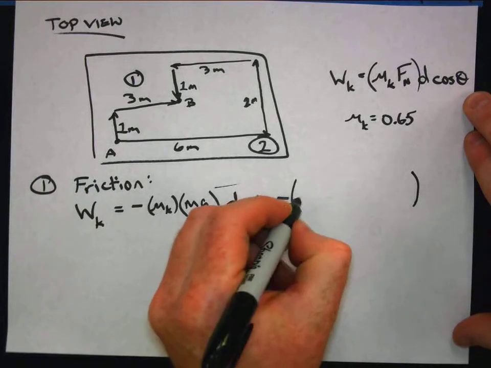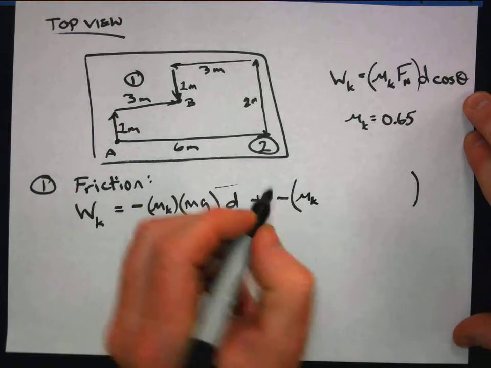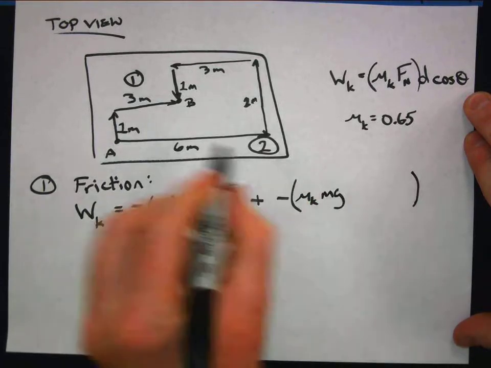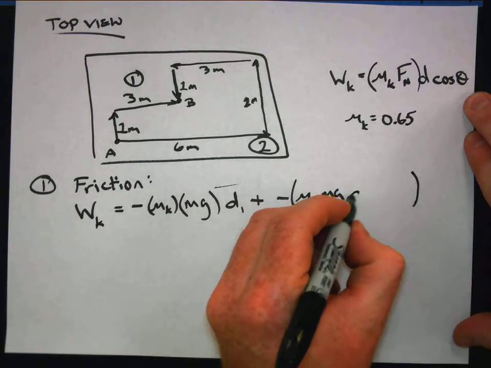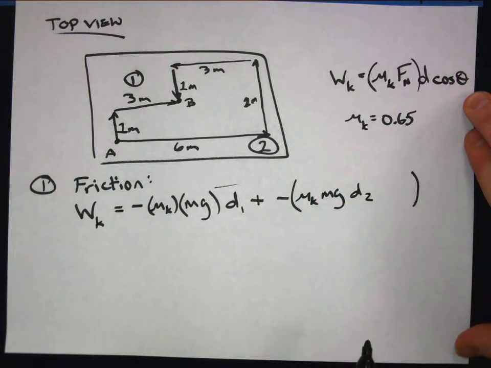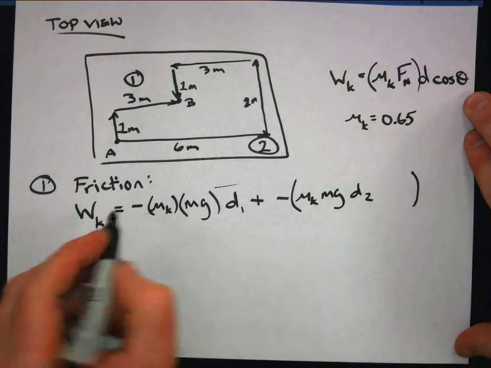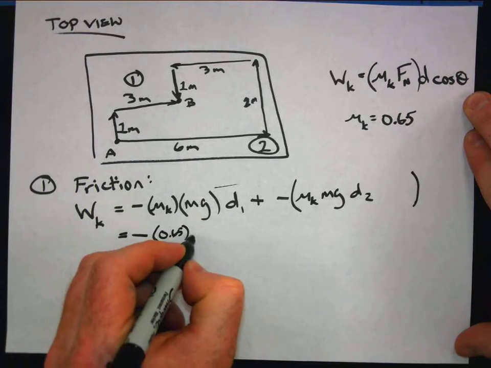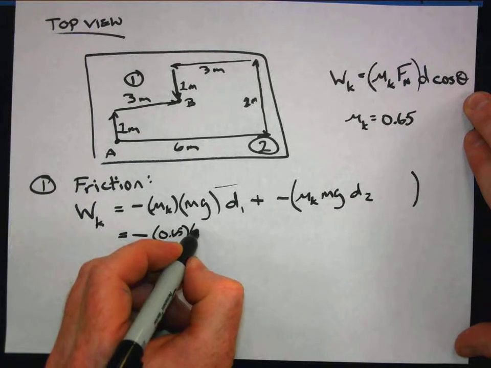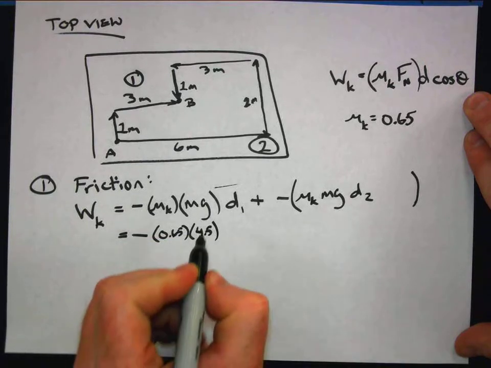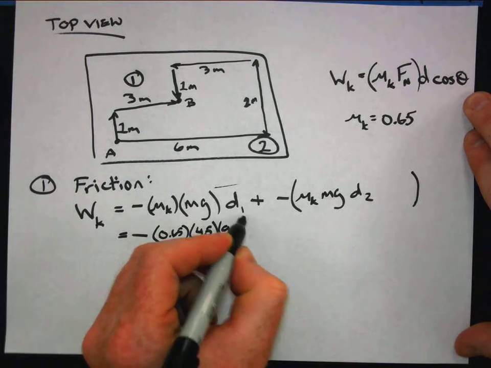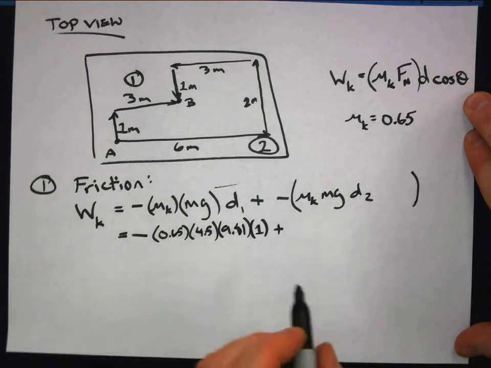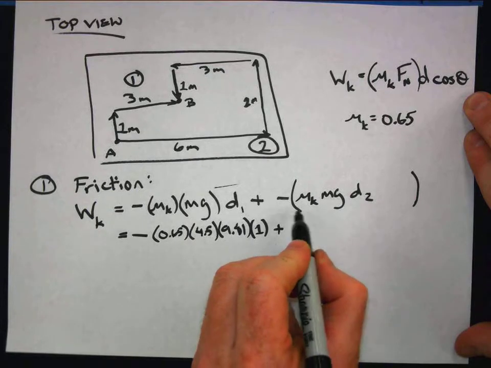So again, I have the same coefficient of friction. I have the same normal force, which is mg. And I have the distance traveled, so there's distance 1, and here's distance 2, if you like. And so now I have to find the total here. So 0.65. M is still the same mass. So from that previous problem, the mass was 4.5 kilograms. G is 9.81. The distance for segment 1 was just 1 meter. Easy peasy. Now, I'm adding the opposite of this value here.